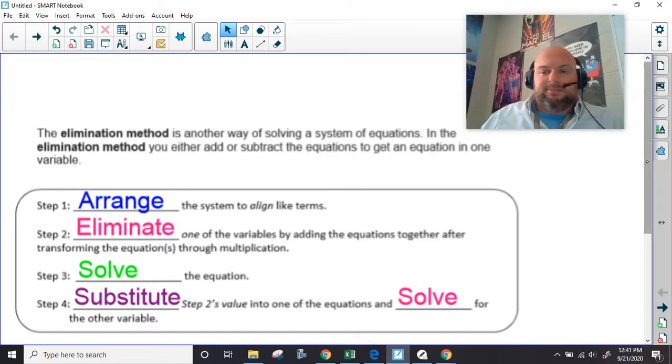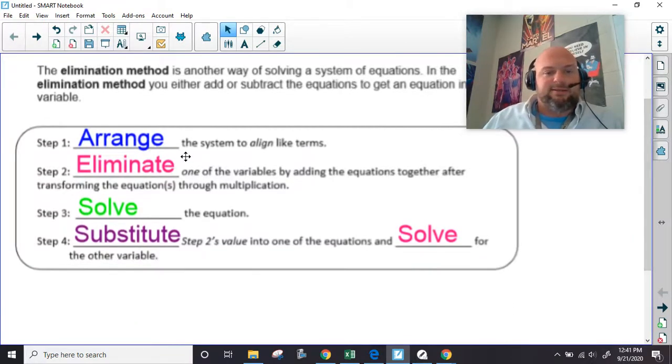All right, a couple things we need to do first is arrange the systems to align the terms. So all the x's, all the y's, and stuff. Now we're going to eliminate one of the variables. There's a couple ways to do that. We're going to get over that. Solve the equation, then plug it back in. Steps 3 and 4 are super similar to substitution. And this is like a choose your own adventure thing. You get to pick which method you want to use for this.